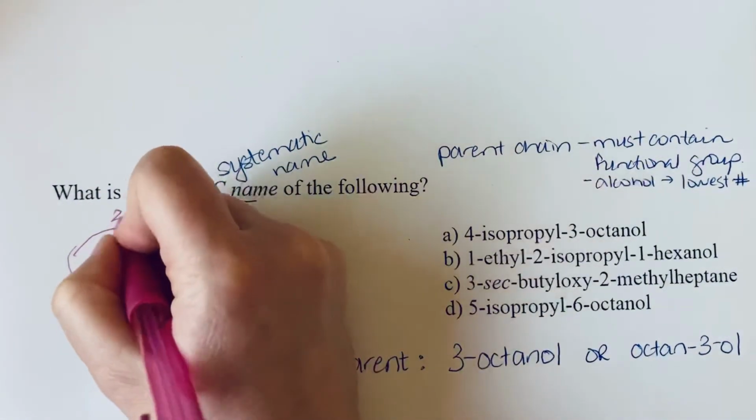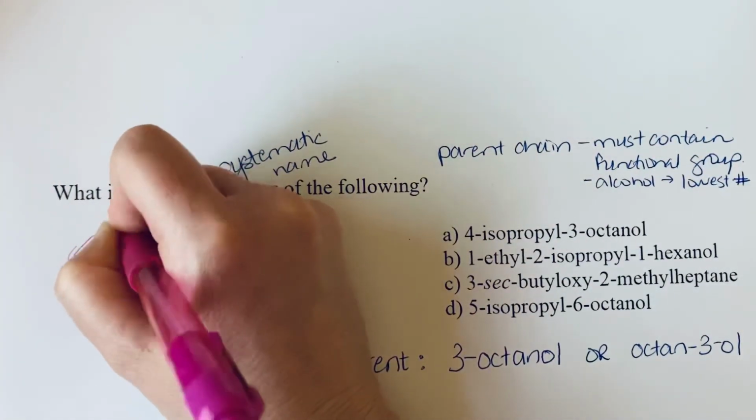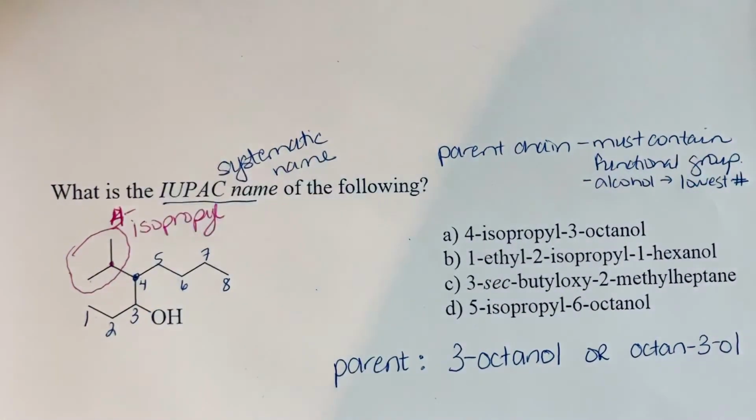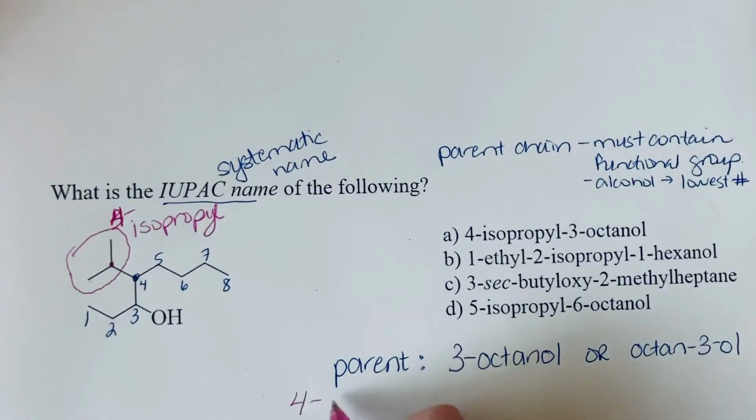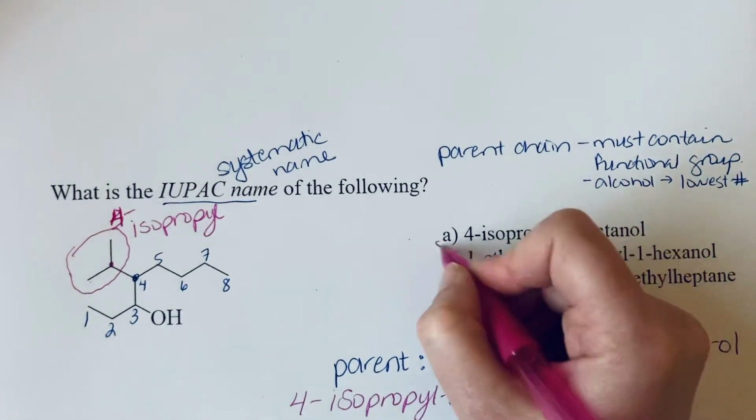So we have a 4-isopropyl, and that's our only substituent. That means our name of this molecule is 4-isopropyl-3-octanol. So A.